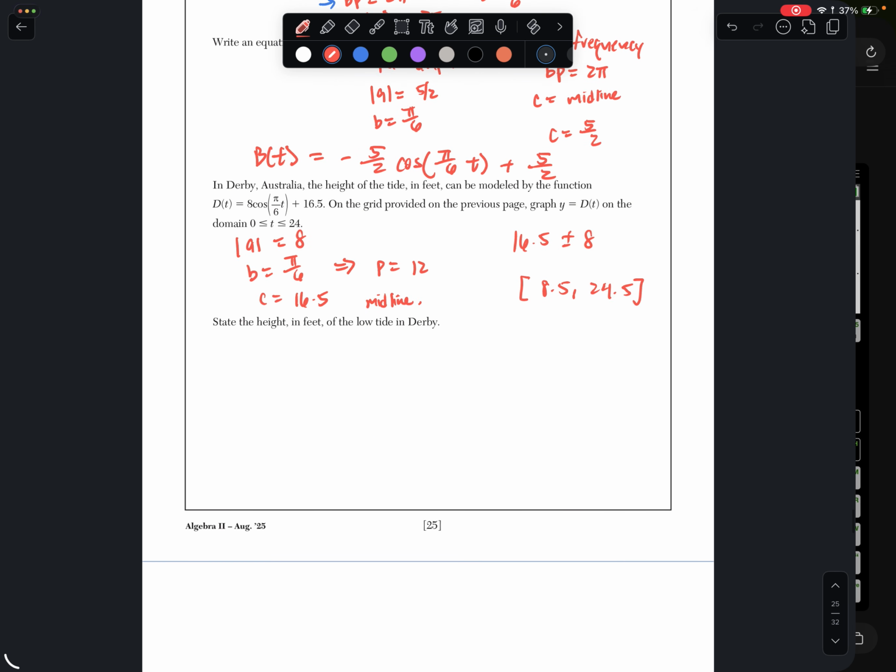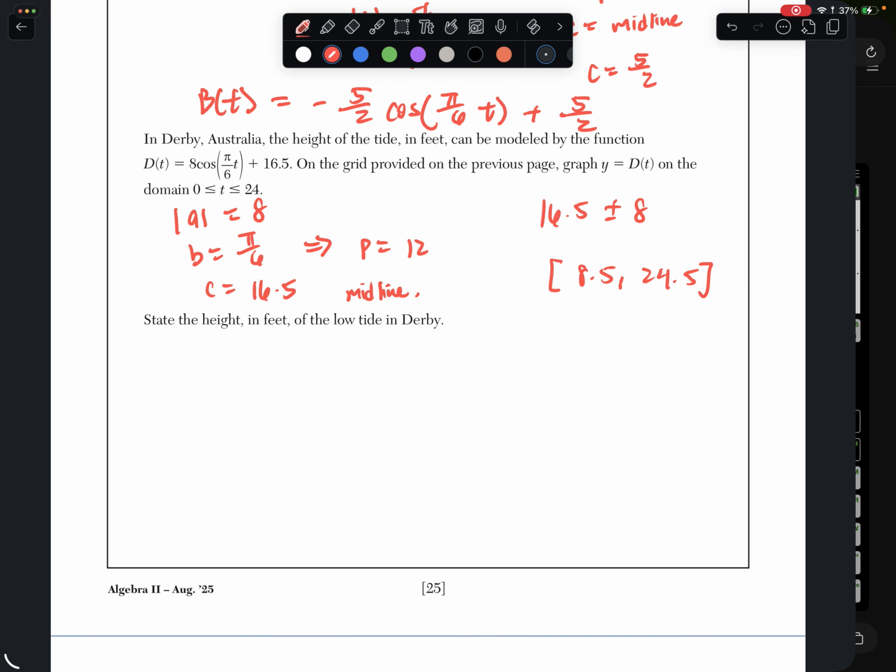State in feet the low tide. We have it here. That's my low tide, it's 8.5 feet. It's just the midline minus the amplitude. The midline is 16.5 minus 8, which is 8.5.